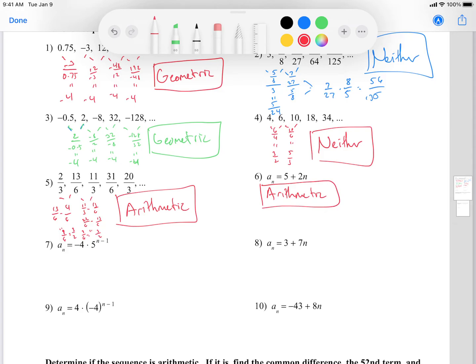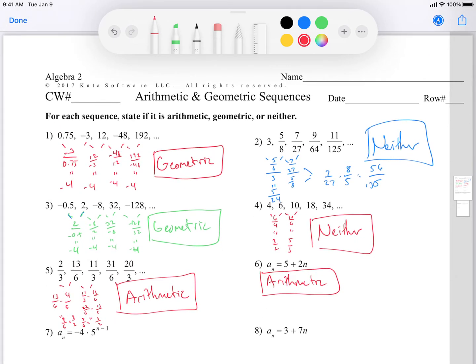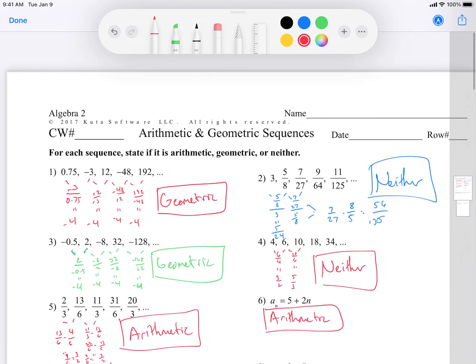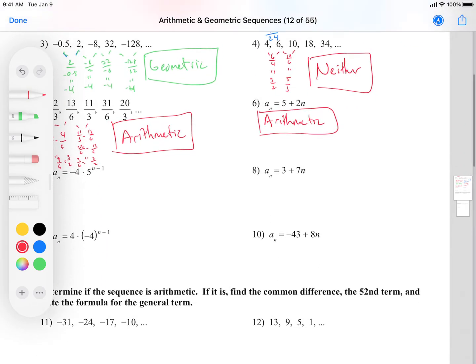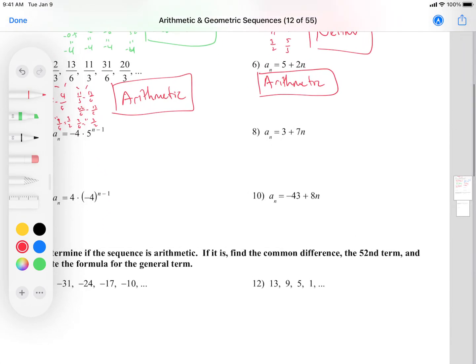Just because, remember, arithmetic, the formula that we have for it, if we're going to go a to the n that way, is, let's move this over here. If I have arithmetic, it's of the form a to the n is equal to a to the first plus n minus 1 times my common difference. Now n minus 1 times whatever my common difference is might end up giving me something that looks like 2n.